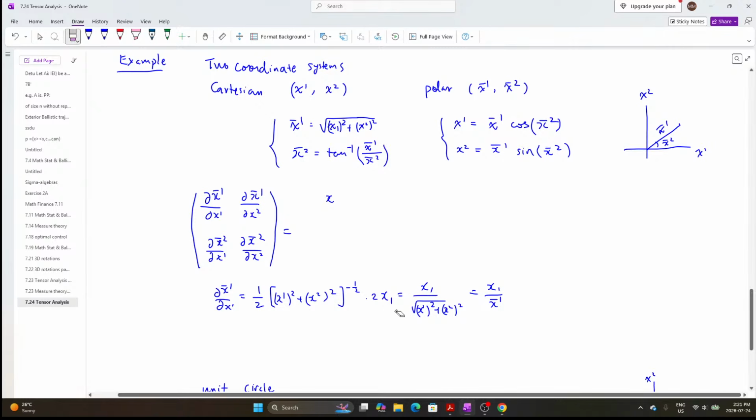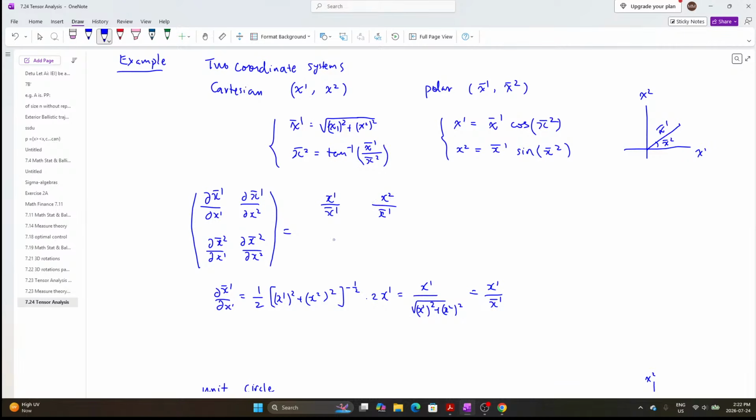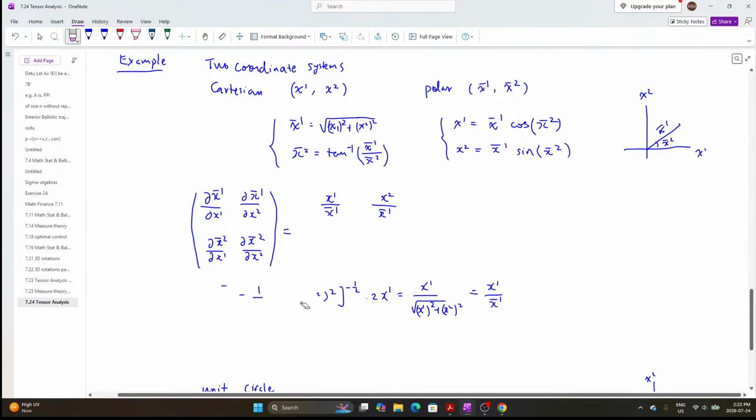Why do I keep making the same mistake? Old habits die hard, man. Upper index, upper index, upper index. Okay, x^1 over x bar^1, just regular differentiation. And the second component, dx bar^1 over dx^2, similarly, would be x^2 over x bar^1. And that's it. Okay, so I'm going to erase that and then do the second differentiation.